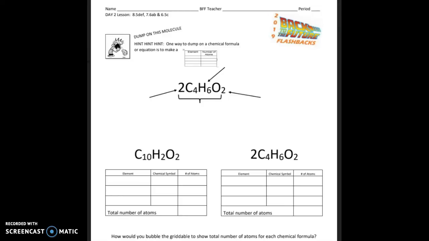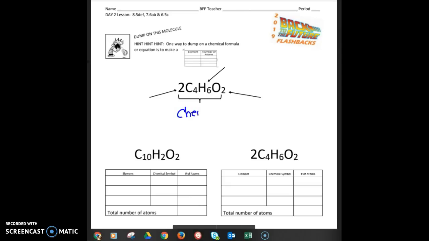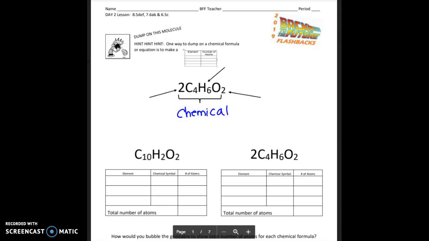Okay, guys, so this is 8.5 chemistry, basically. We have a chemical formula here. This right here is the chemical formula. This right here is called the coefficient. And what this tells us is the number of molecules.